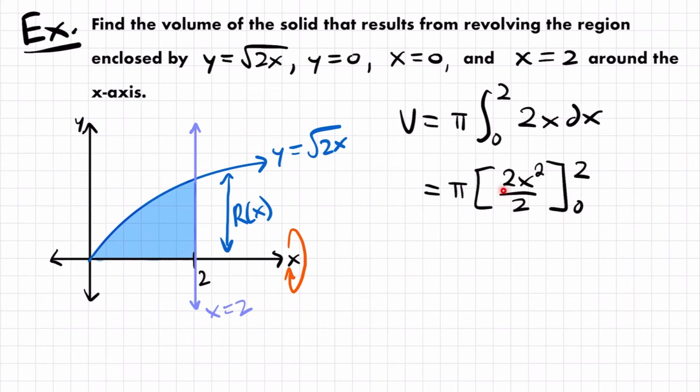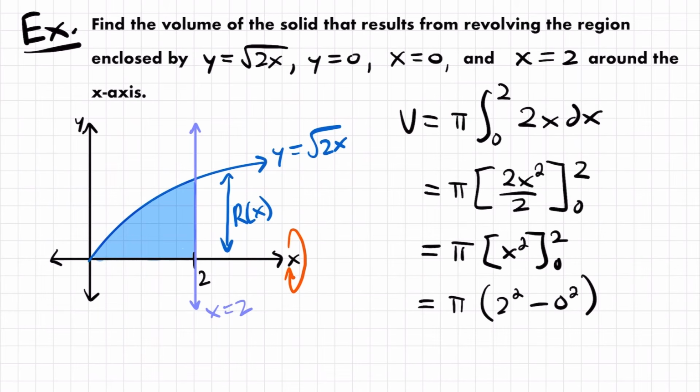All right, and so then these 2's will cancel out, and so this will actually be equal to pi times x squared evaluated from 0 to 2. And now we just plug 2 into this expression and then subtract, plugging in 0. And so we'll have that this is equal to pi times 2 squared minus 0 squared. And of course, 0 squared is 0, and 2 squared is 4, and so this is equal to pi times 4, which is equal to 4 pi.